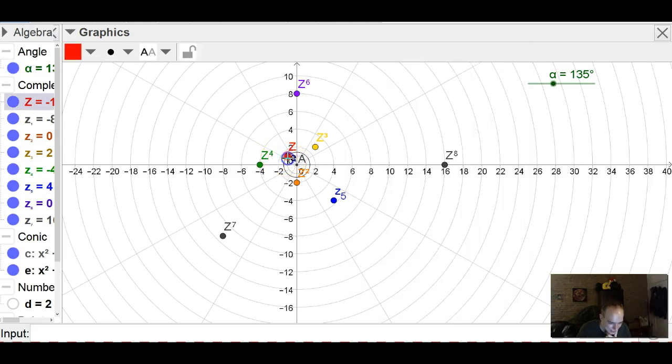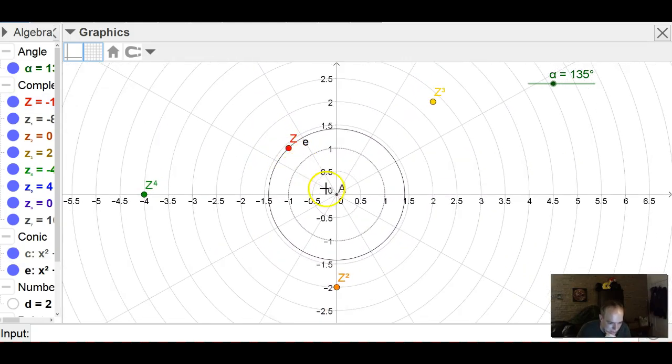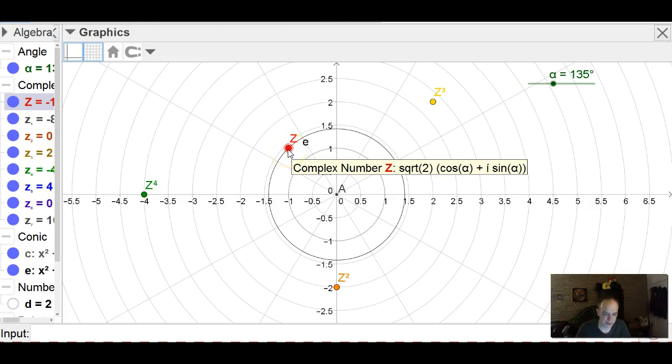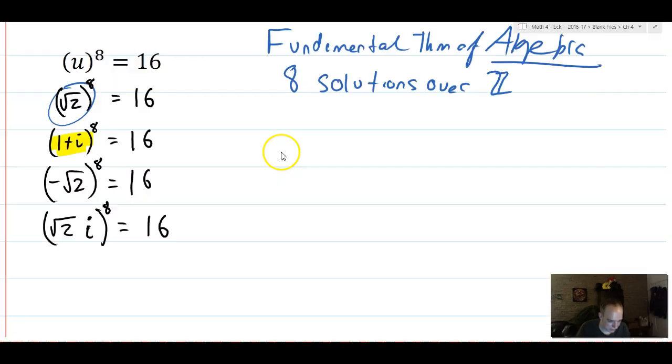So let's see. What is this angle? Ooh, well, this one's a little messy. It has a radius of square root of 2. It has an angle of 135. And looking at the coordinates in polar coordinates, it'd be square root of 2 times cosine 135 plus i sine 135. But knowing what those are and knowing where we are in the complex plane, this number is going to be negative 1 plus i. So let's go write that one down. Where are we?